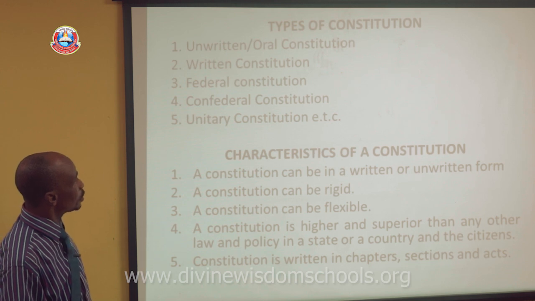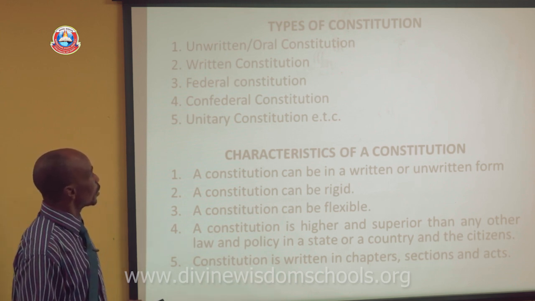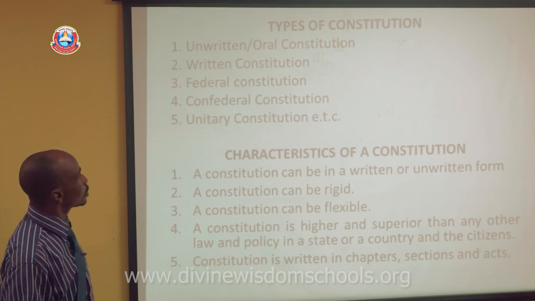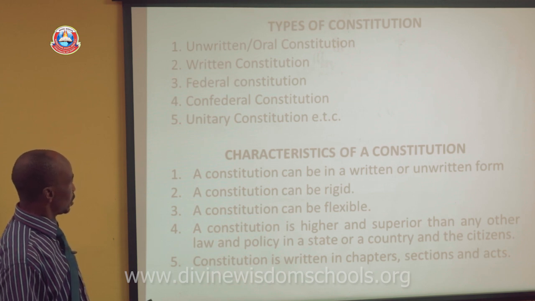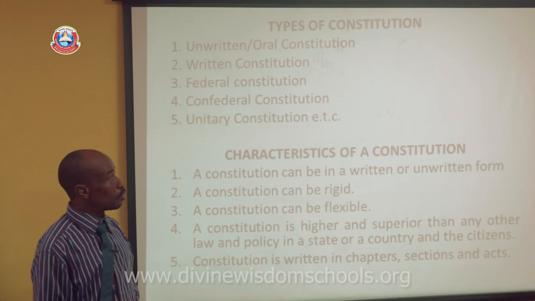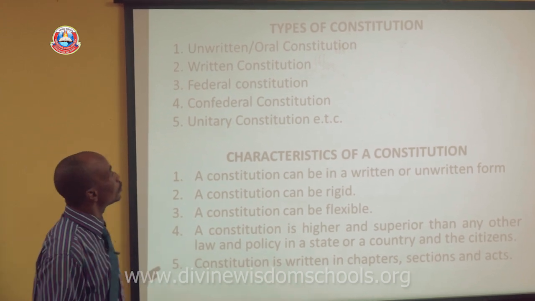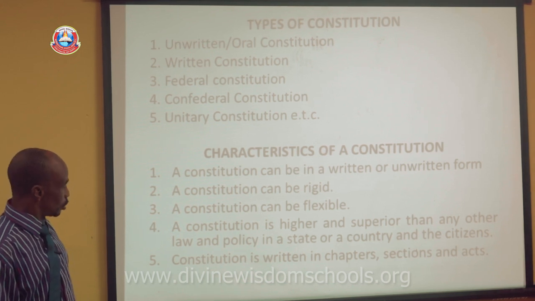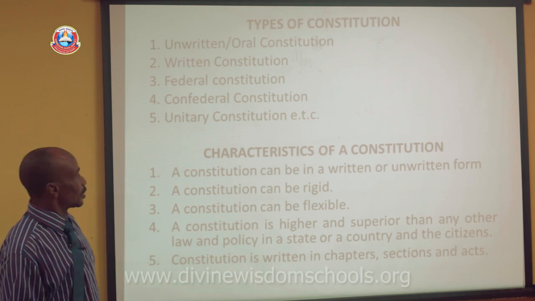Then you have the unitary constitution. This type of constitution gives all the power to the central government without considering the regional or state governments. These are the 5 major types of constitution. Some may add flexible and rigid constitution as a type. However, that comes under the characteristics of constitution.